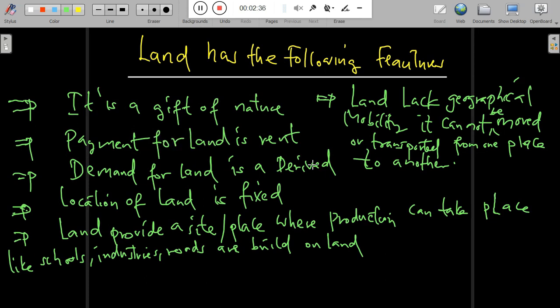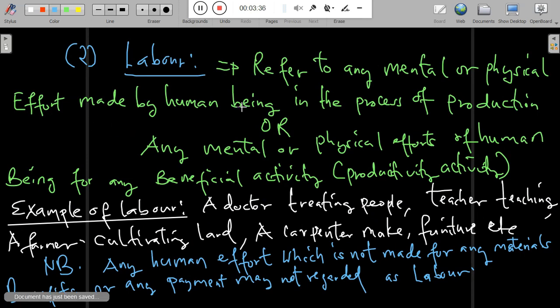Land has the following features. It is a gift of nature. The payment for land is rent. Demand for land is derived. The location of land is fixed. Land provides a site where production can take place, like schools, industries, roads, and buildings. Land lacks geographical mobility; it cannot be moved or transported from one place to another. You cannot transfer your land from one place to another, even if you wish to make a huge investment in a particular area.